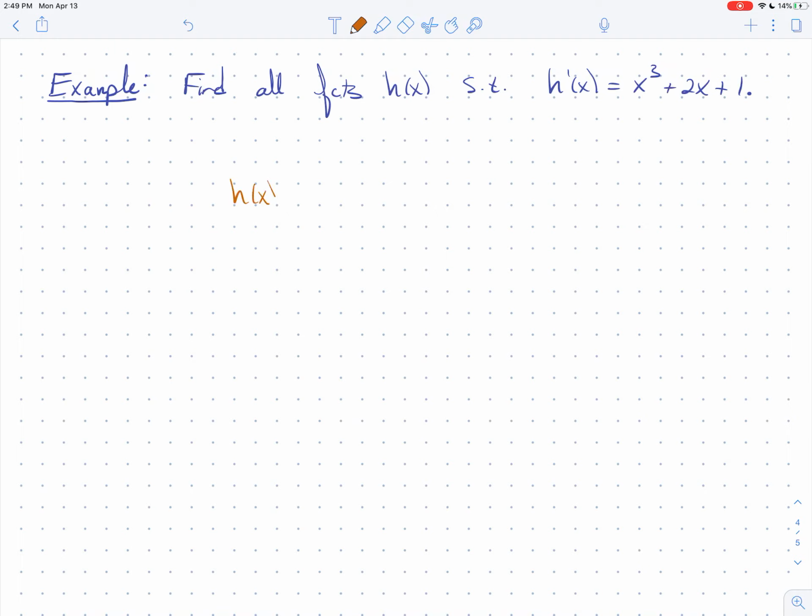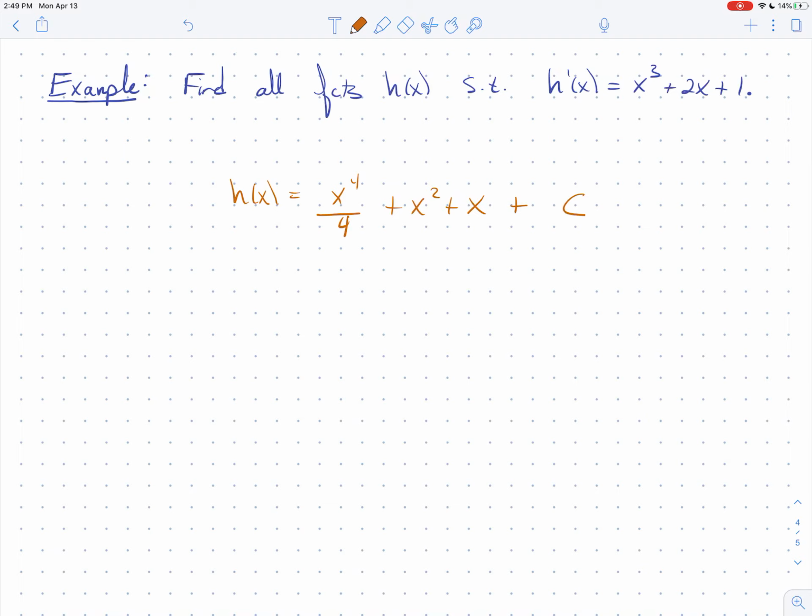So how about h of x equals x to the fourth? If I take the derivative of x to the fourth, there's a 4 sitting there. I don't want that, so I'm going to divide by it. Plus x squared plus x. Now let's check. Do we agree that the derivative of this is that? Well, yeah, I do. So that's the derivative.